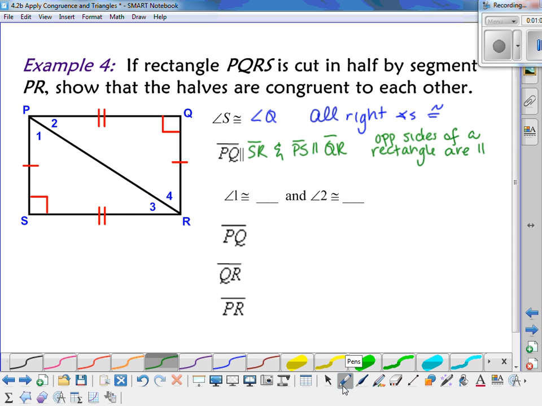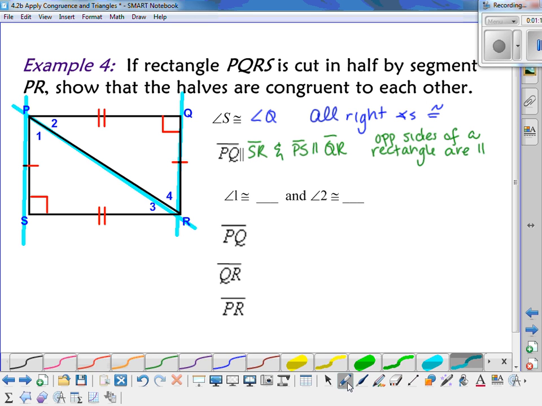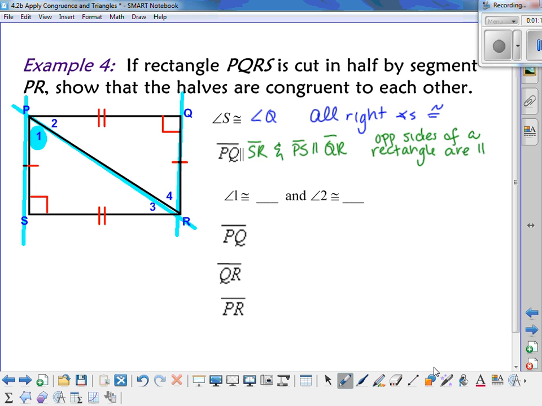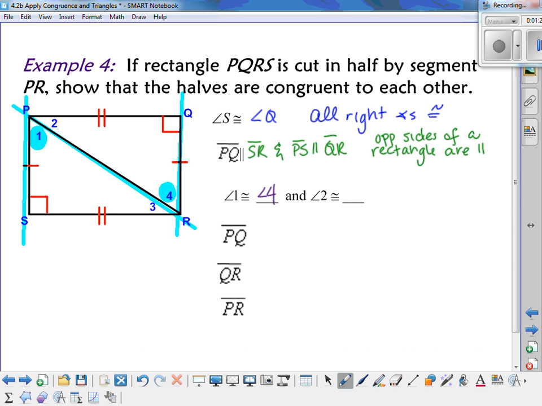Now, if I look at my figure, if I first look at PS and QR, and I consider PR my transversal, I have a set of alternate interior angles right here, angle 1 and 4. So because the lines are parallel, I know that angle 1 and 4 are congruent to each other.